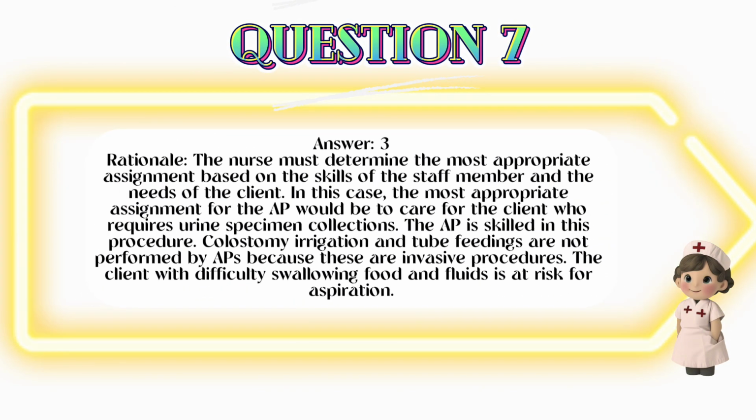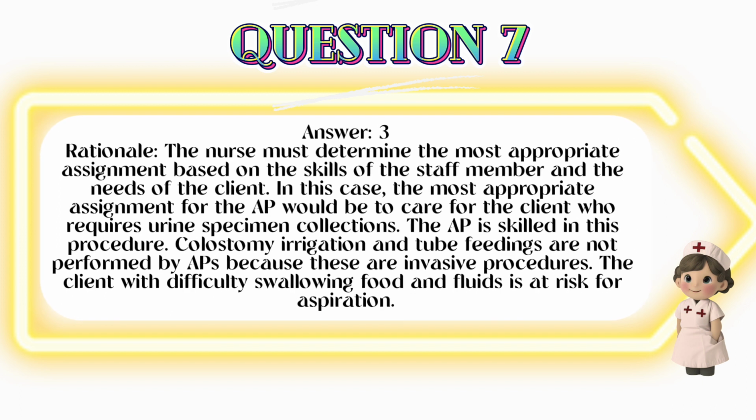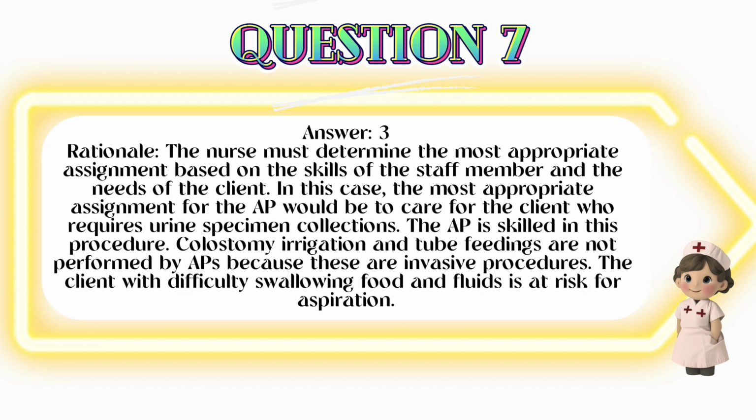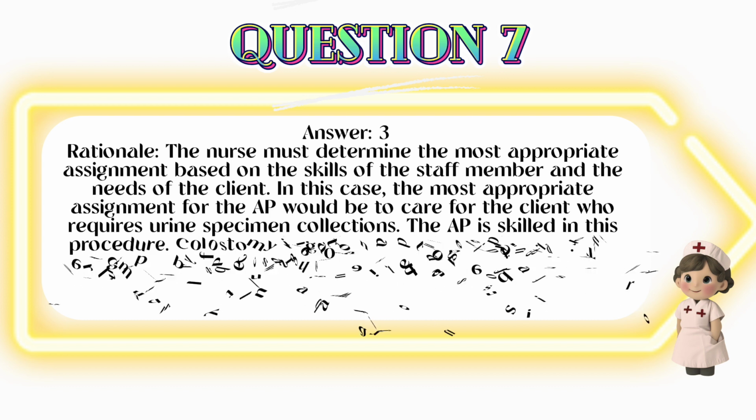Answer 3. Rationale. The nurse must determine the most appropriate assignment based on the skills of the staff member and the needs of the client. In this case, the most appropriate assignment for the AP would be to care for the client who requires urine specimen collections. The AP is skilled in this procedure. Colostomy irrigation and tube feedings are not performed by APs because these are invasive procedures. The client with difficulty swallowing food and fluids is at risk for aspiration.